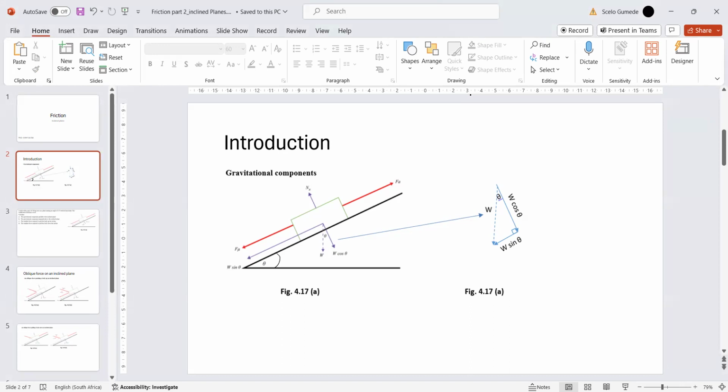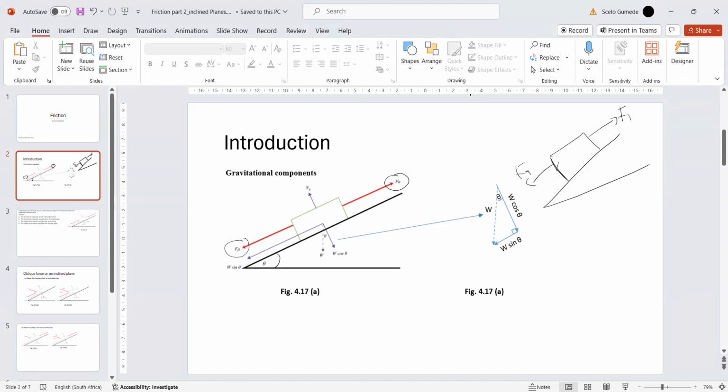Now, at that angle of theta, we are going to have two components. If the object is going up, you can see the applied force is going up. Obviously, the frictional force is going to go down. But if the object is going down, you're going to have something that looks like this. I'm assuming that we are doing revision, so you have an idea what we are talking about. So our FA, which is applied, will be down.